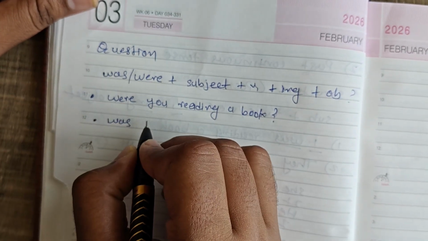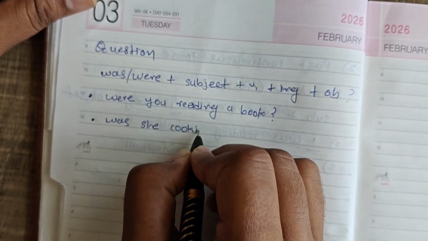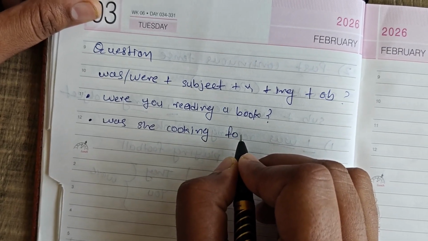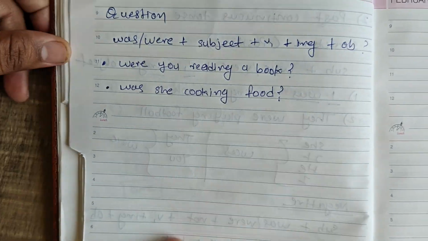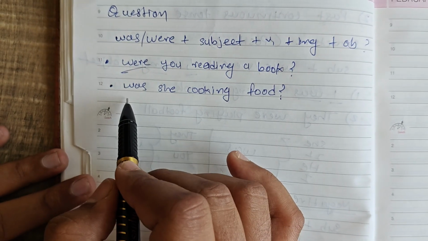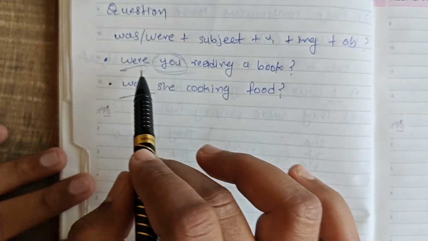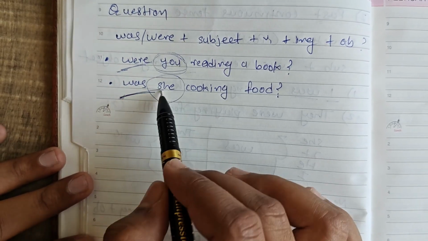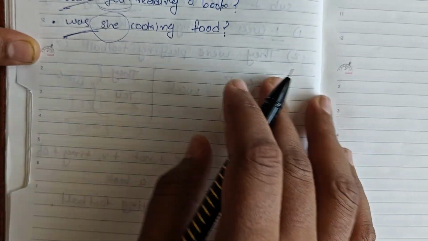Was she cooking food? No, she was not cooking food. Yes, she was cooking food, like that. I already discussed when to use were and when to use was. With a plural subject, we have to use were, and with a singular subject, we use was. Just remember that. Keep it in mind.